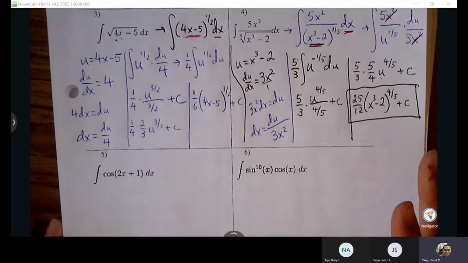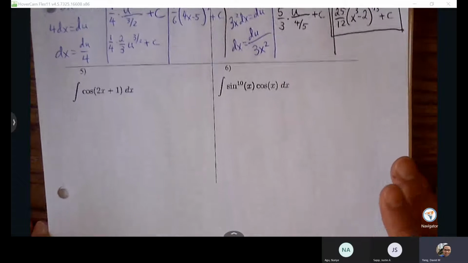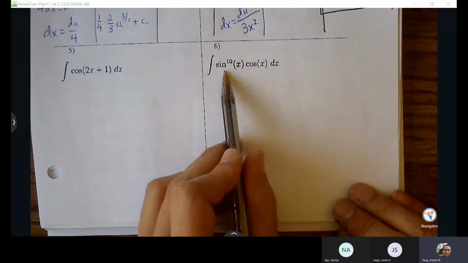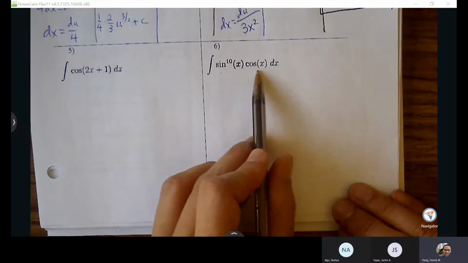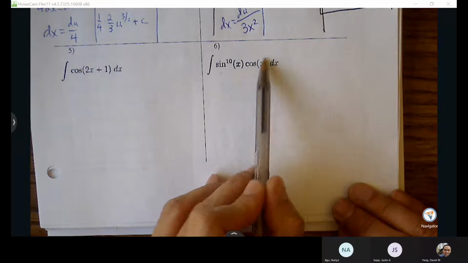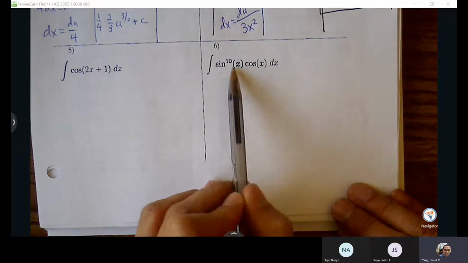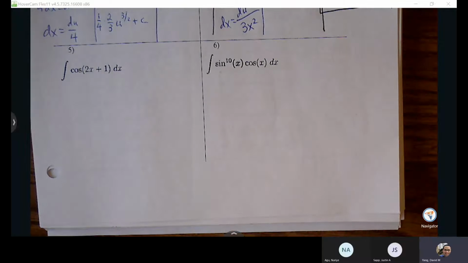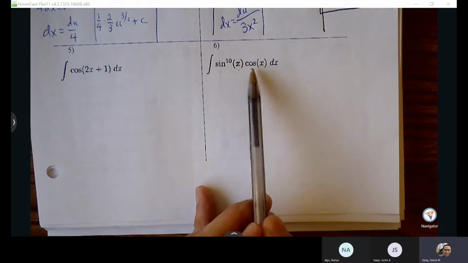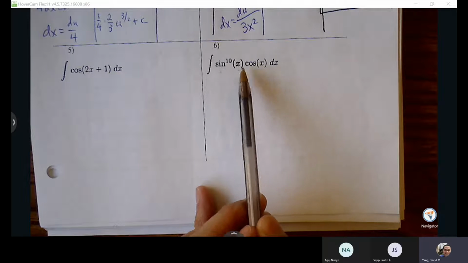Okay, let me skip to number 6 here. Number 6, integral of sine to the 10th of x, cosine of x. Okay, so if you look at all your integral rules here, there's nothing that matches this, right? So we have to look at U substitution. But to do U substitution, we want to force a set of parentheses to show up. I know we see parentheses here, but why do we not just let the U value be the x?